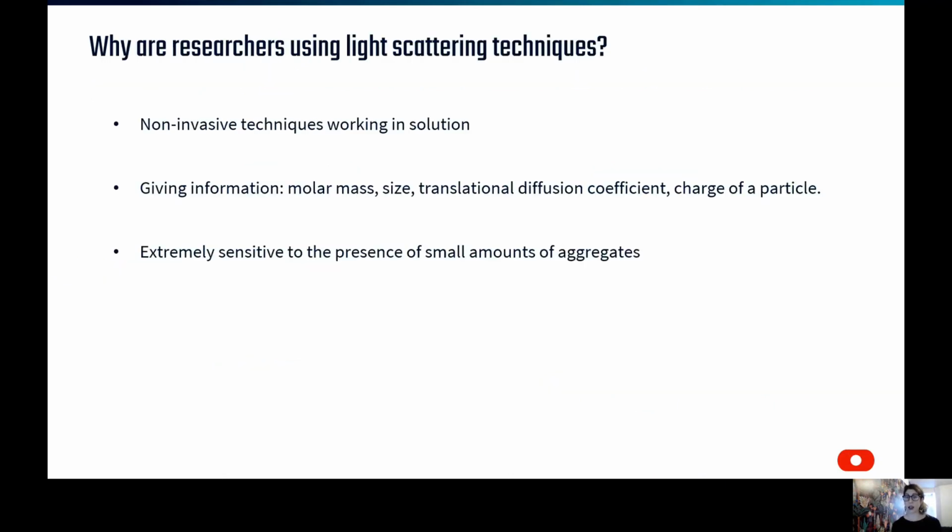Light scattering is a non-invasive technique that can be measured in solution, making it an ideal bioanalytical tool. Different light scattering techniques provide different information about a particle, like its size, mass, diffusion coefficient, concentration, and charge, but all are extremely sensitive to the presence of small amounts of aggregates, making it a highly sensitive technique. While there are different light scattering techniques, today I'm going to be focused on dynamic light scattering, or DLS.